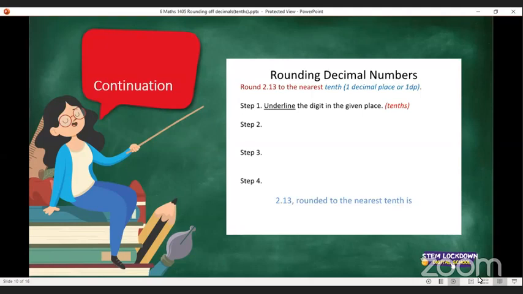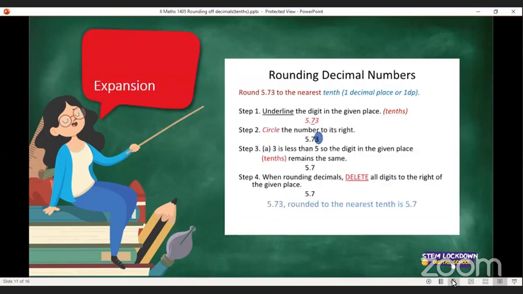2, but still you're rounding decimal numbers. So you have 5.73 to the nearest tenth, one decimal place. All right, so the first step is underline the digit in the given place, which is the tenth, right? Because it says here to the nearest tenth.